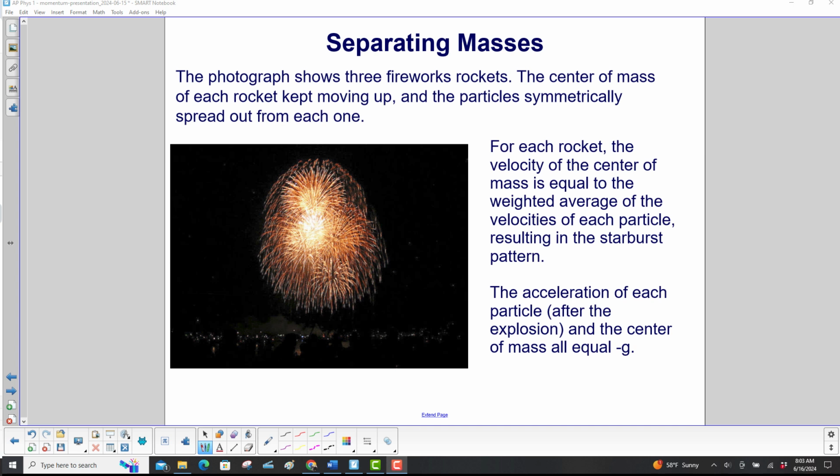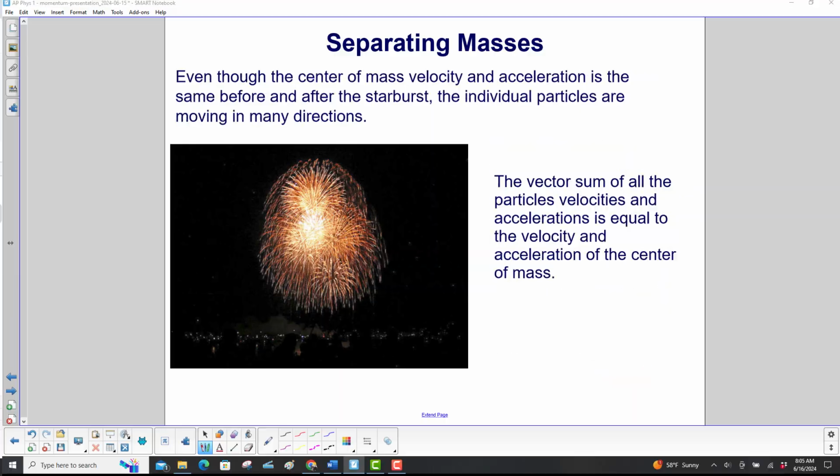The center of mass of each rocket kept moving up, and the particles symmetrically spread out from each one. For each rocket, the velocity of the center of mass is equal to the weighted average of the velocities of each particle, resulting in the starburst pattern. The acceleration of each particle after the explosion and the center of mass, of course, all equal negative g.